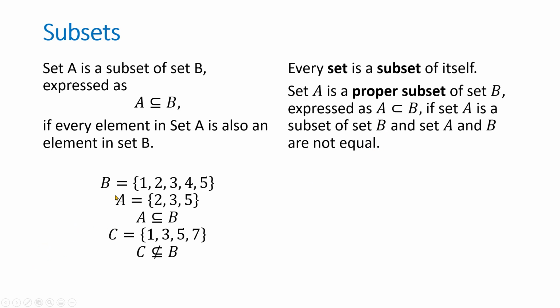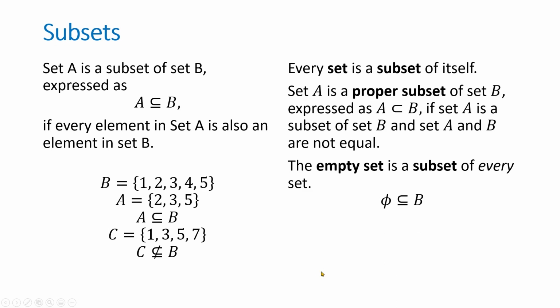So for instance, in these examples over here to the left, I could have used that notation. This notation is fine because A is a subset of B, but I could have been more exact and said, well, A is a proper subset of B. The empty set is a subset of every set. So for example here, still using set B, the empty set is a subset of B.